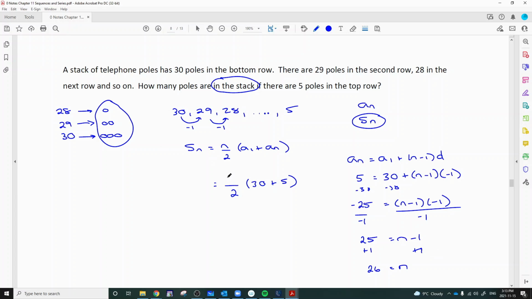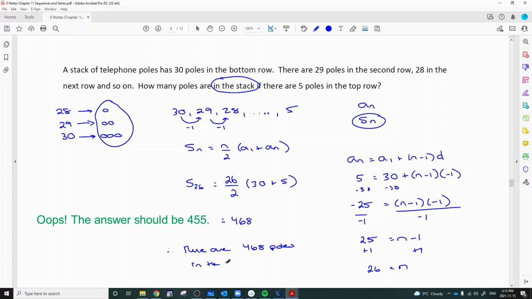So there are 26 rows of poles if we start with the first row having 30 and the last row having 5. So we're finding the sum of 26 terms. Then we just plug this in. You end up with 26 divided by 2 times 35, which gives you 468 poles. Therefore, there are 468 poles in the stack.